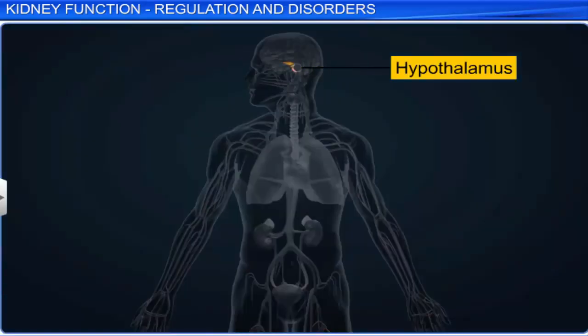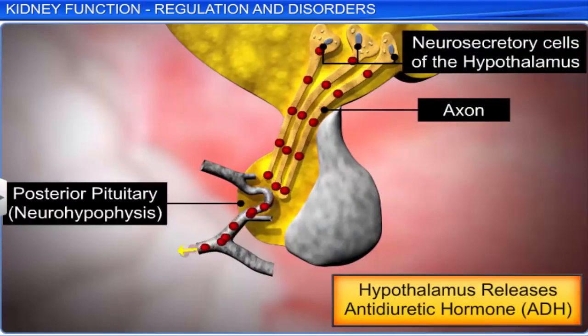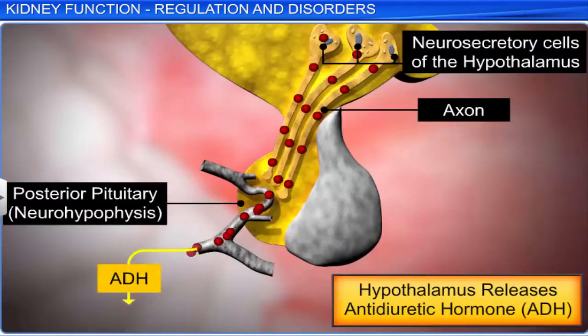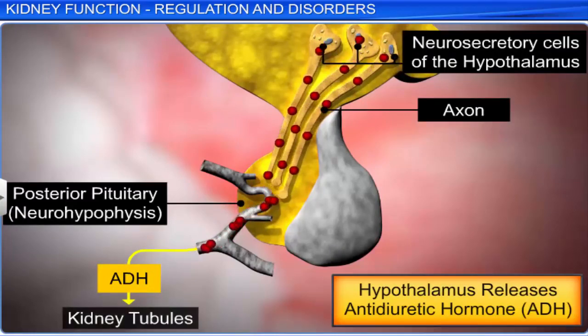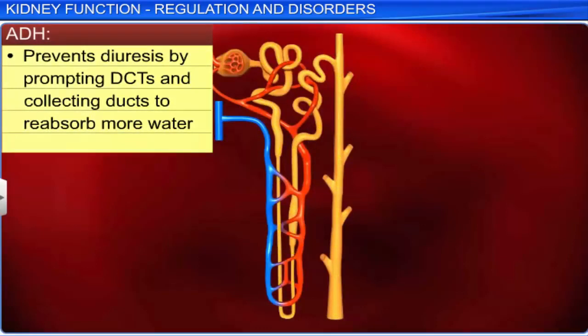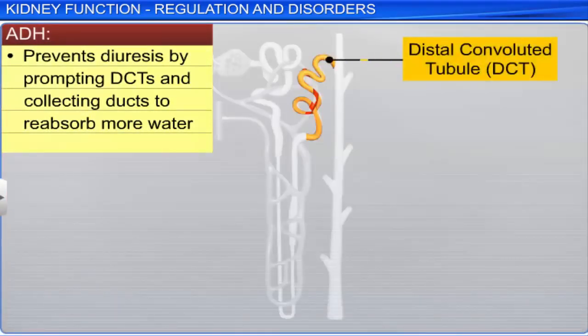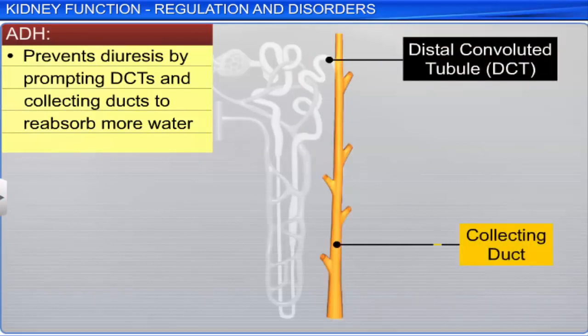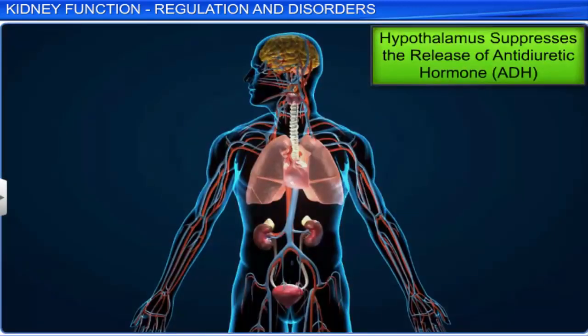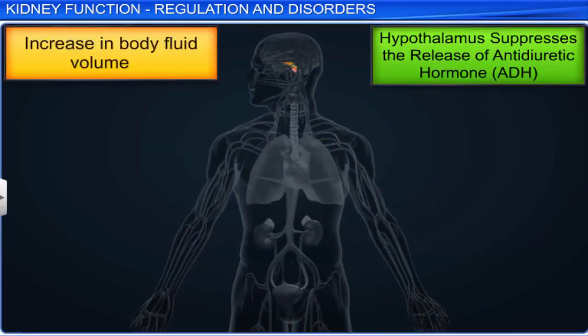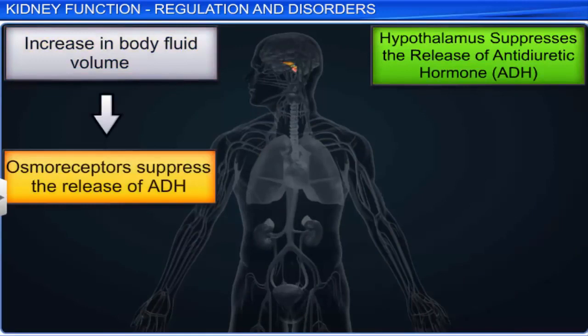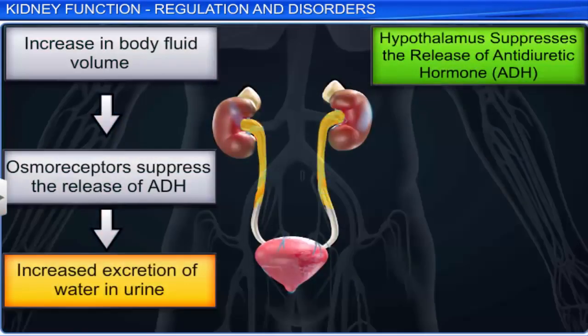For example, a decrease in the level of body fluids activates the osmoreceptors, which stimulate the hypothalamus, which in turn neurally stimulates the neurohypophysis of the pituitary to release the antidiuretic hormone or ADH or vasopressin. ADH prompts the distal convoluted tubules or DCTs and the collecting ducts to reabsorb more water, thereby preventing diuresis. On the other hand, if the fluid volume in the body increases, the osmoreceptors suppress the release of ADH, leading to increased excretion of water in urine.